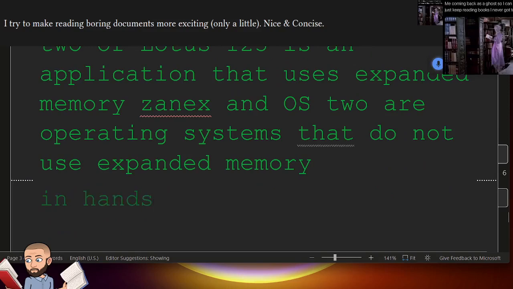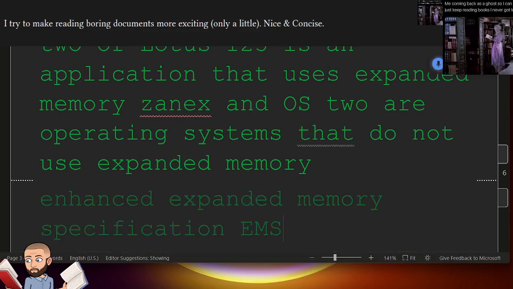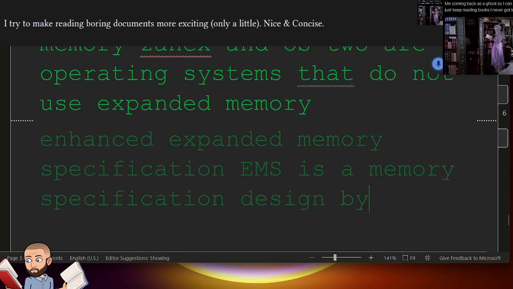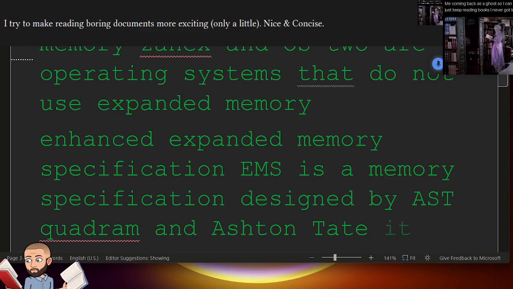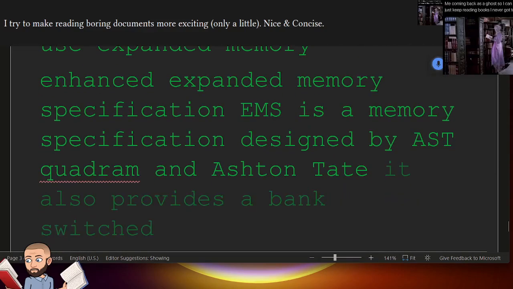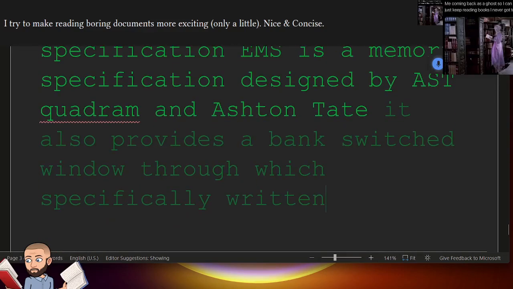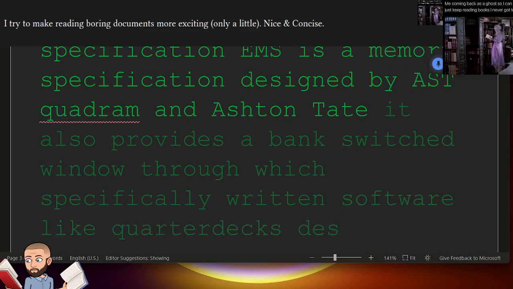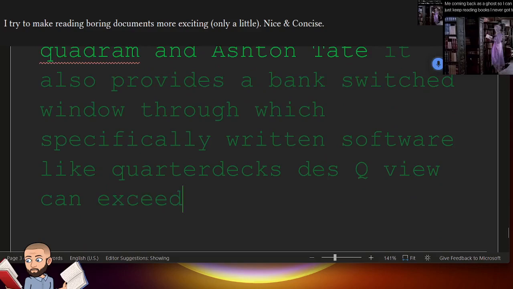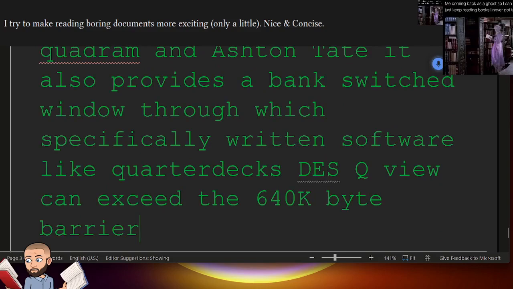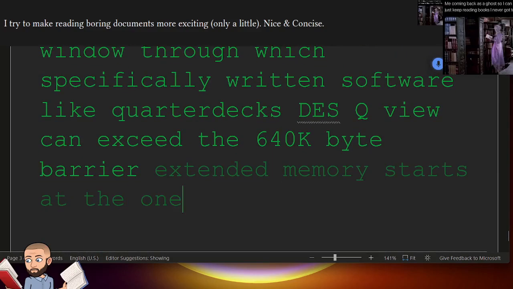Enhanced Expanded Memory Specification, EEMS, is a memory specification designed by AST, Quadram, and Ashton-Tate. It also provides a bank-switched window through which specifically written software like QuarterDeck's DESQview can exceed the 640K byte barrier. Extended memory starts at the 1 megabyte boundary and extends as far as 16 megabytes.